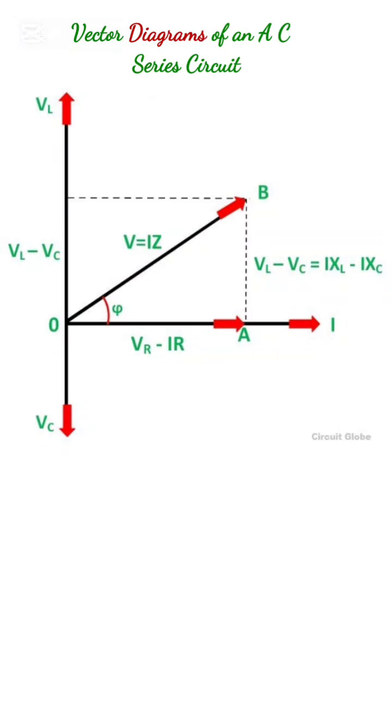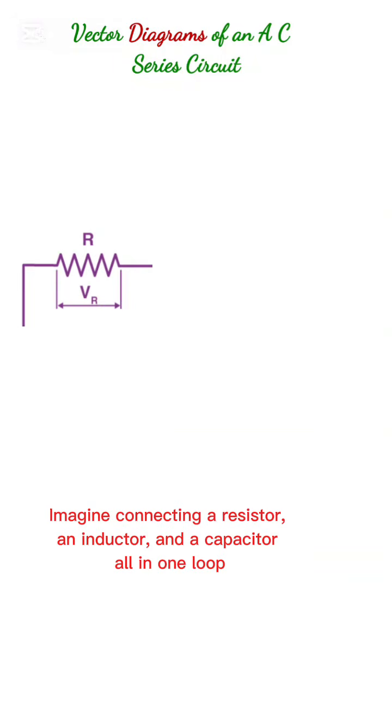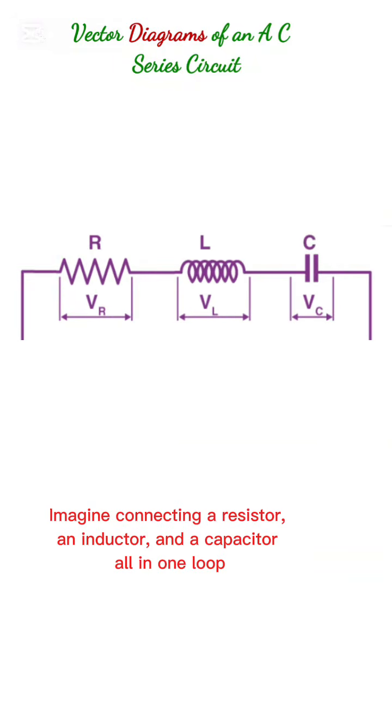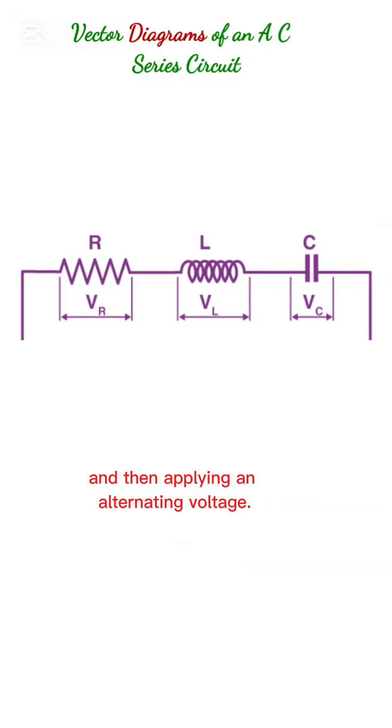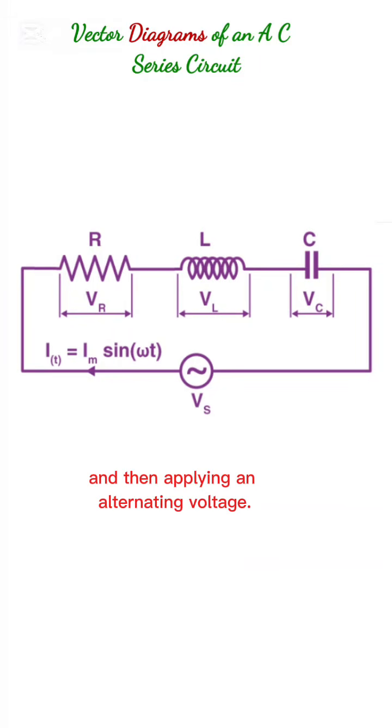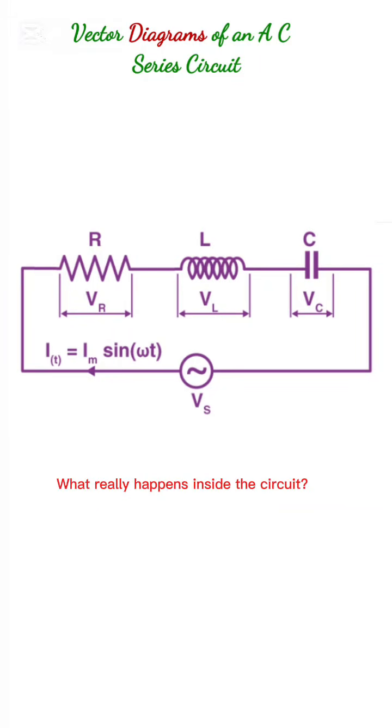Vector diagram of an AC series circuit. Imagine connecting a resistor, an inductor and a capacitor all in one loop and then applying an alternating voltage. What really happens inside the circuit?